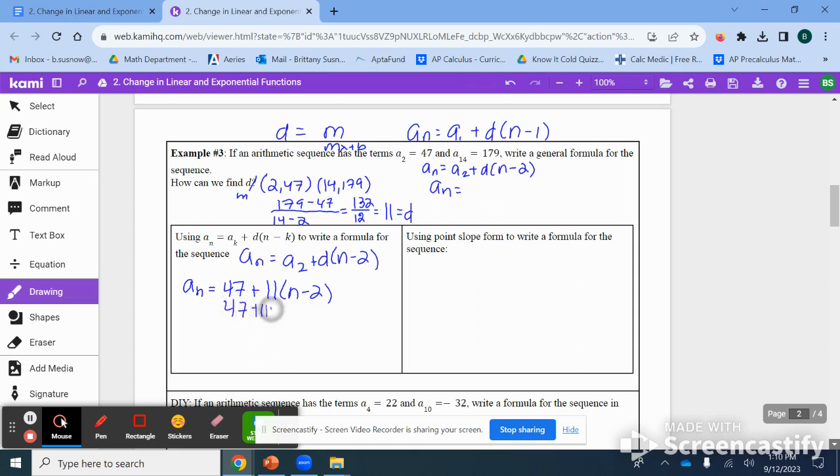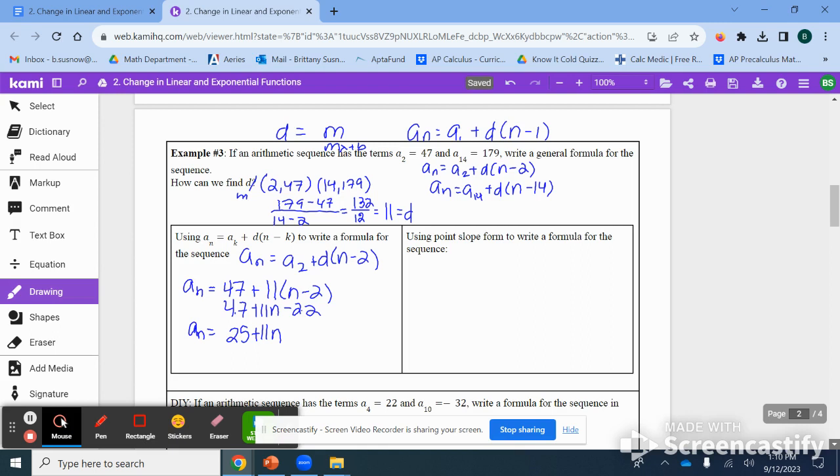47 plus 11n minus 22. So a sub n equals 25 plus 11n. Do you think if we used the 14th term and did n minus 14, you'll have the same equation? Yes, that's the point. You would have the same equation. If you used a14 plus b times n minus 14, you're going to get the same exact 25 plus 11n.